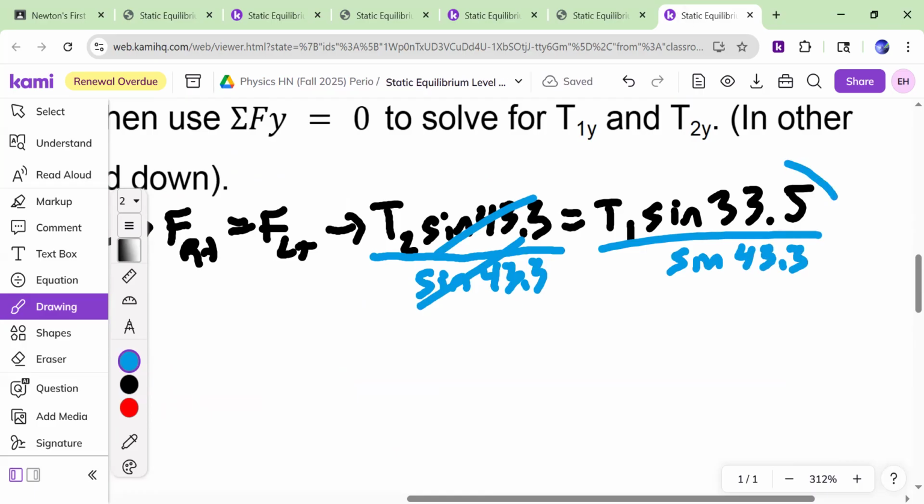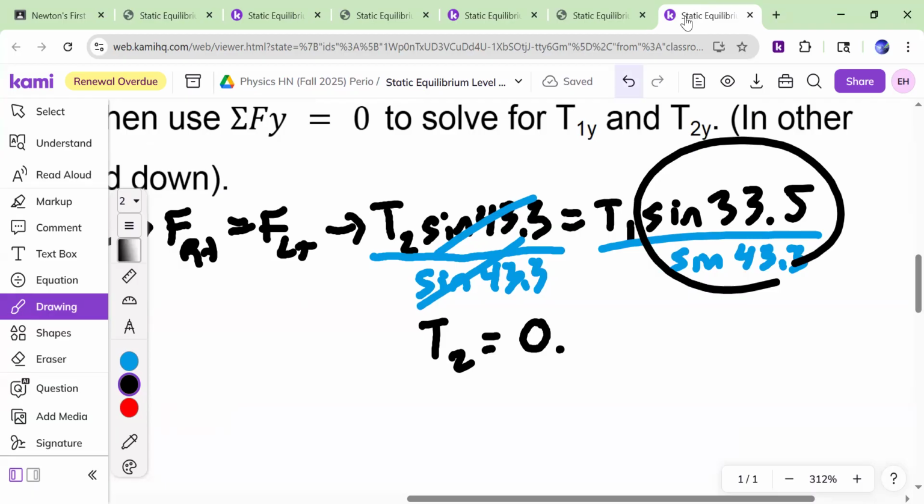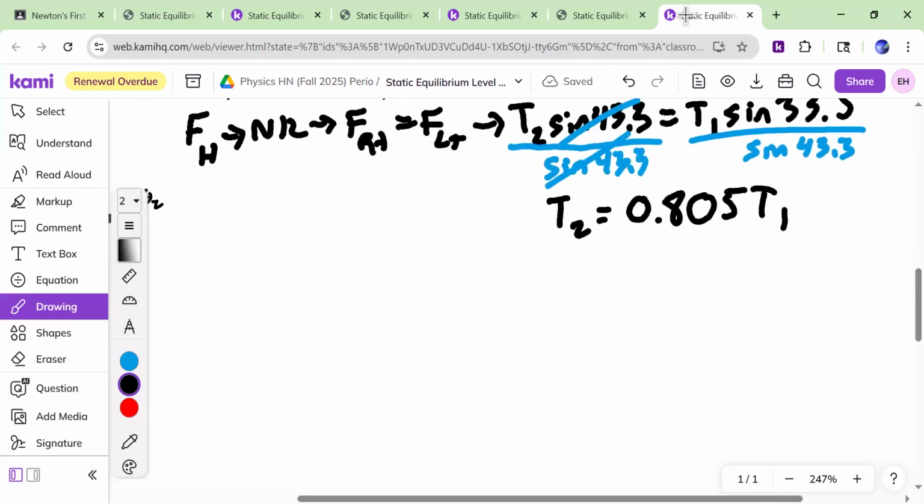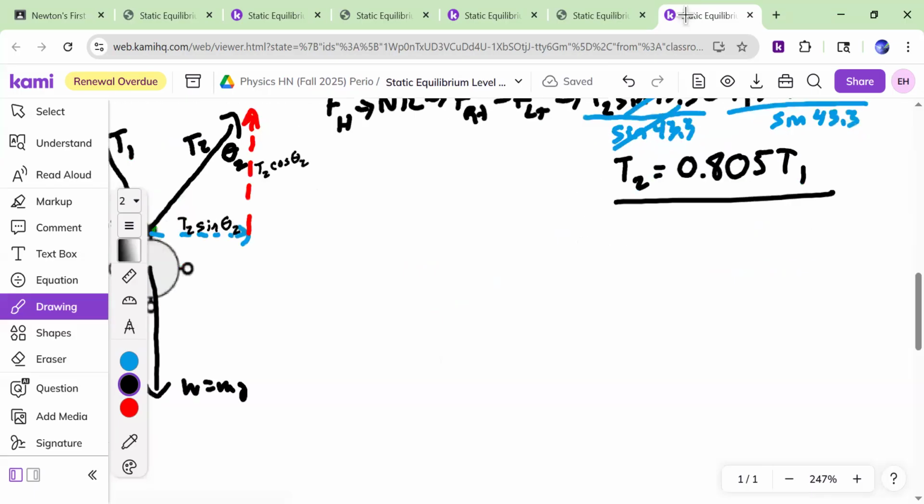T2 is going to be T1 times that ratio right there, the sine of your two angles divided. If I put in my calculator the sine of 33.5 divided by the sine of 43.3, I'm going to get 0.805. So when I divide those two, I want you to divide yours, your ratio of sine values. I'm going to get 0.805. Write down what you get and multiply that times T1. So T2 equals 0.805 times T1. That's my first equation that I'm working with.